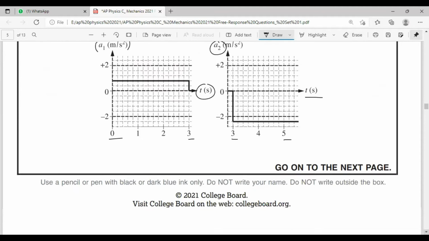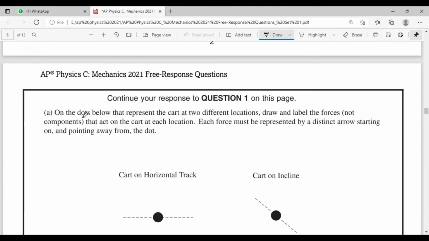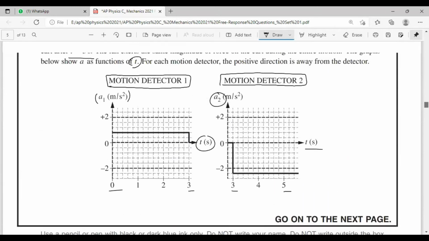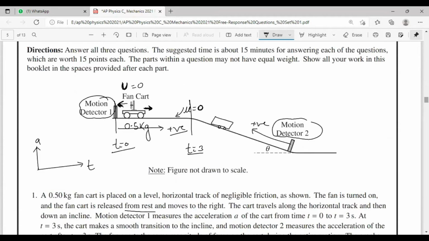So what's the question? On the dots below that represent the cart at two different locations, draw and label the forces, not the components. We have to draw only the forces that act on the cart at each location. Each force must be represented by a distinct arrow starting on and pointing away from the dot. So we have to basically draw the free body diagram. Let us see on the question first.